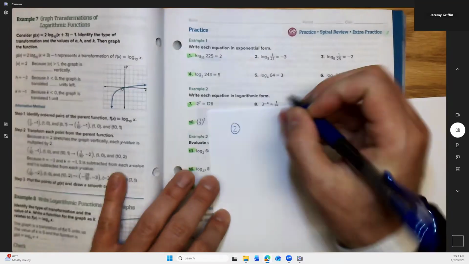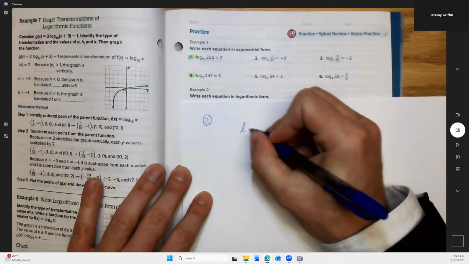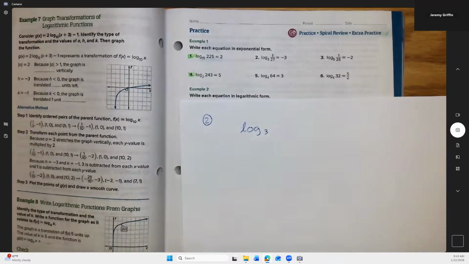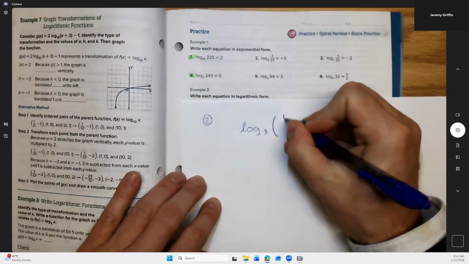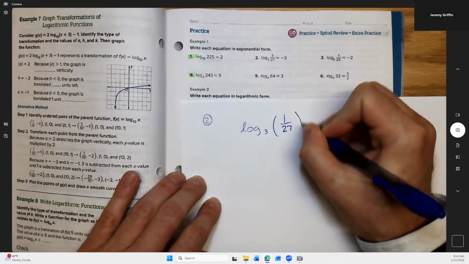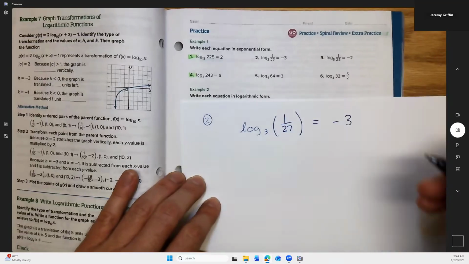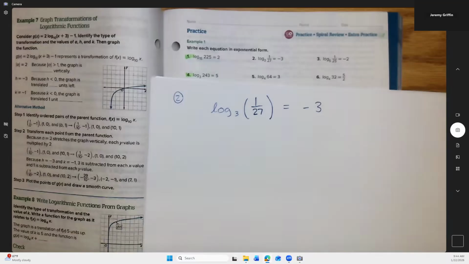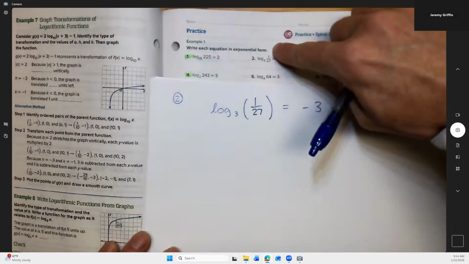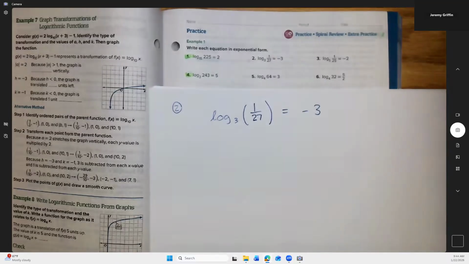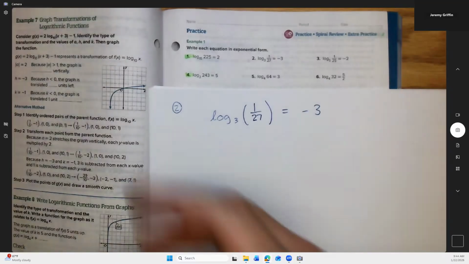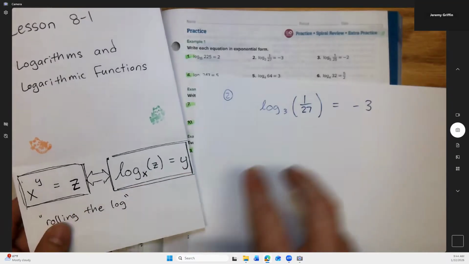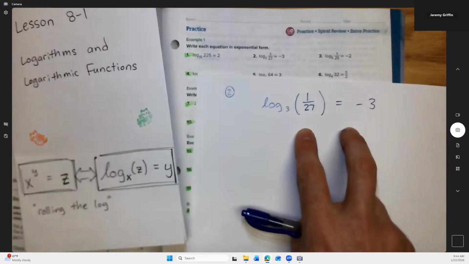So number 2. They give you log base 3 of 1 over 27, and that's equal to negative 3. Well, supposedly that's true. Maybe we'll take their word for it now. Actually, I can show you guys how to test that. But what they want you to do here is write this in exponential form. So they want you to go from basically this box to this box. Go ahead. How would you guys write that in exponential form?